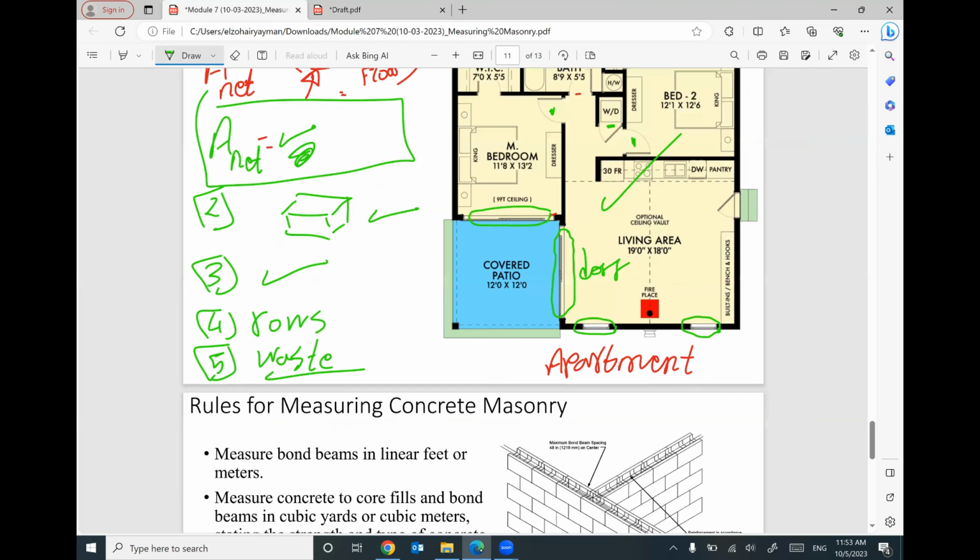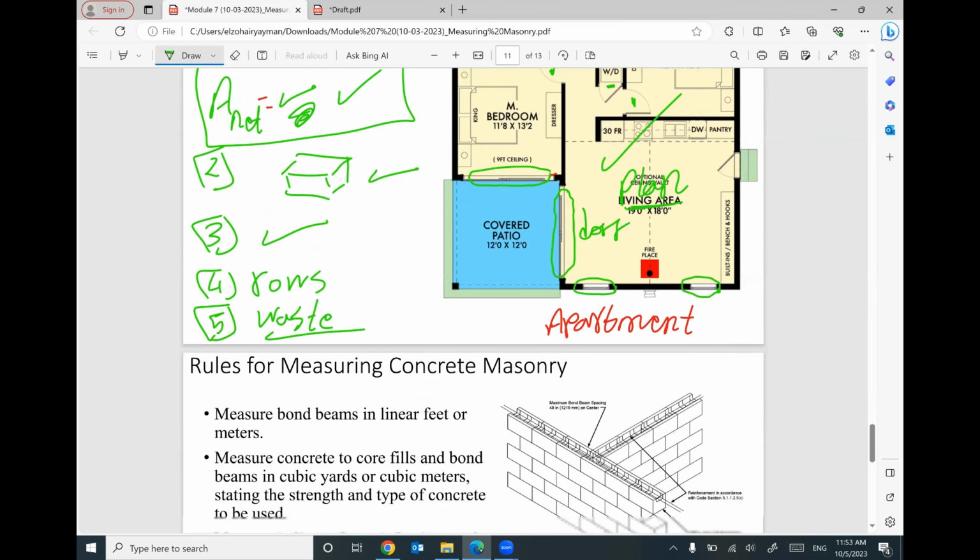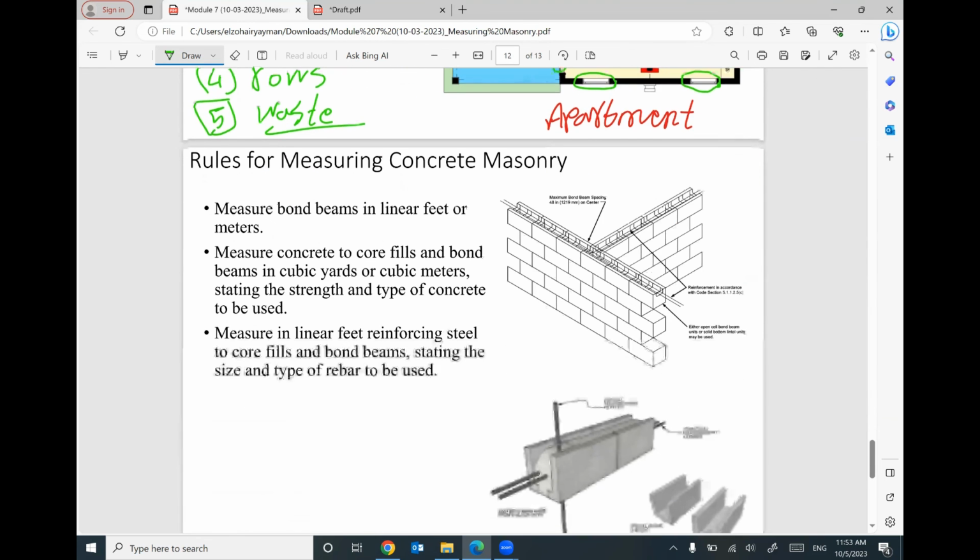So the only use for this plan is for the first step, how to figure out the total net surface area of your wall. You have to consider the total perimeter of this wall times the height of the apartment, and you need to subtract the total opening. Once you get this number, we are done with this plan. Any questions so far?